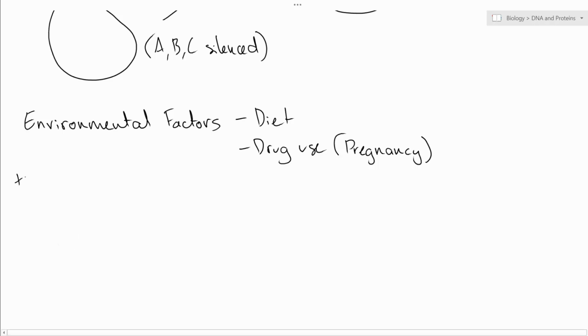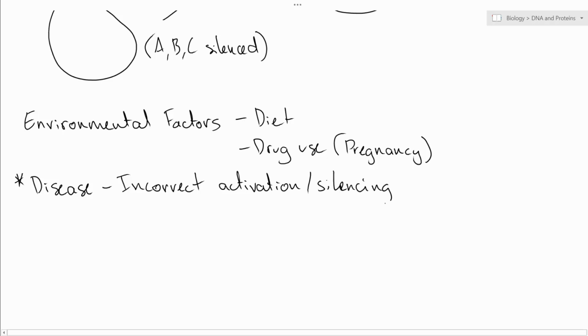Another point to make as well, stemming on from that, is epigenetic factors. If they go wrong, if environmental factors come into play in a negative sense, we can get disease. That comes about, like I mentioned just before, through incorrect activation and silencing. So if the wrong genes are activated and the wrong genes are silenced, then we're not going to develop particular cells or limbs of a baby or organs like we would have desired. If the right genes were switched on, then the right genes were switched off. So that's a rundown of epigenetics.